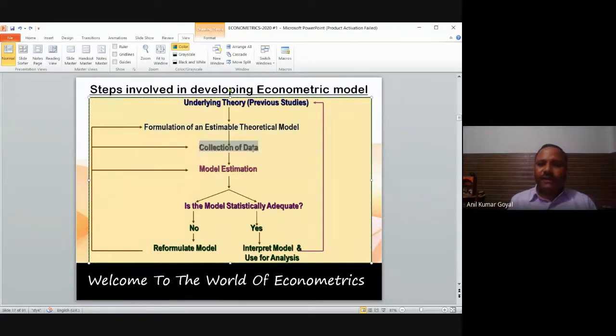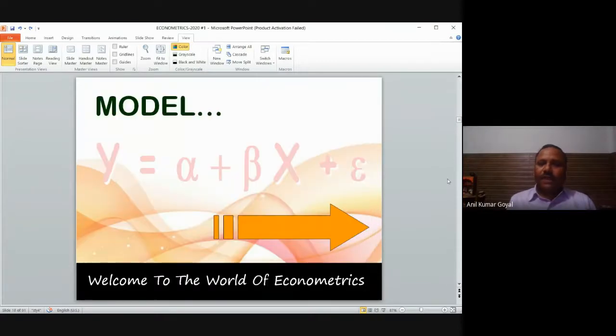After that, we will collect the data. So in your case, madam, you have an estimated model, but your model is based on cross-sectional data. So now decide variables, then collect the data. Then you will estimate the model. Is the model statistically adequate? You will see the parameters, whether the model is working or not. If the model is not statistically adequate, then reformulate the model. If it is statistically adequate, then interpret the model and use it for analysis. And again, this model will work as a previous study for somebody else for further studies. This is the procedure.